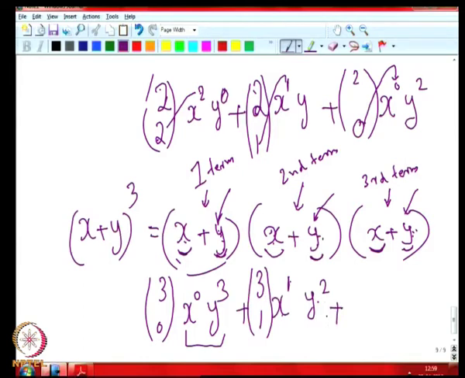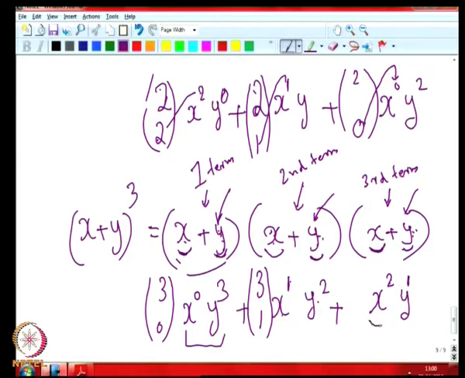Similarly, if I am looking for an x square, then the rest should be y. Why is it so? Because x will come from 2 of these 3 terms, and the remaining term, that means the third term, has to contribute y, that is x square y, because some terms contribute x, some terms contribute y. Each term has to contribute either x or y and never both. So, therefore, the total contribution has to be the number of terms. Here it is 3. So, 2 plus 1 here, right.